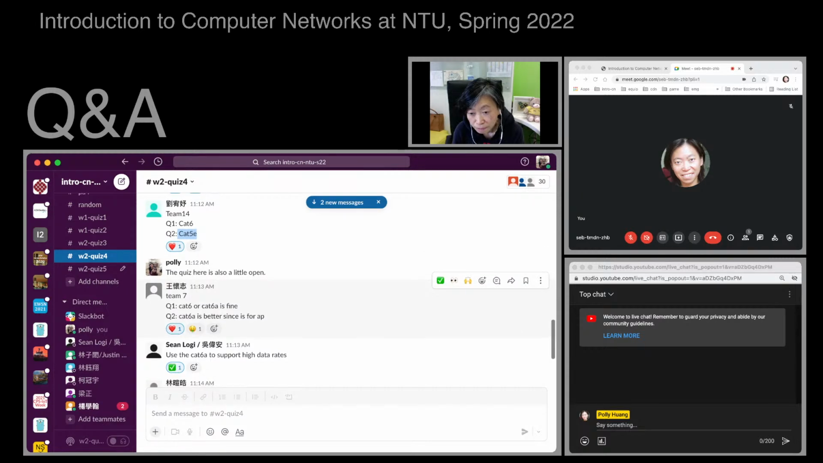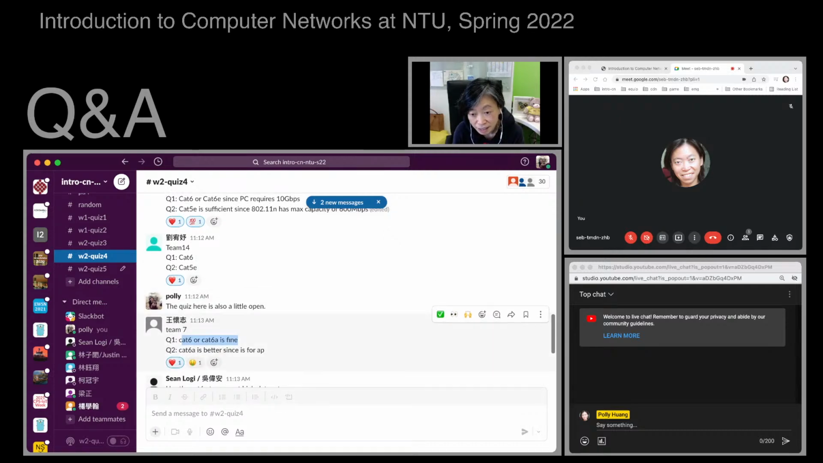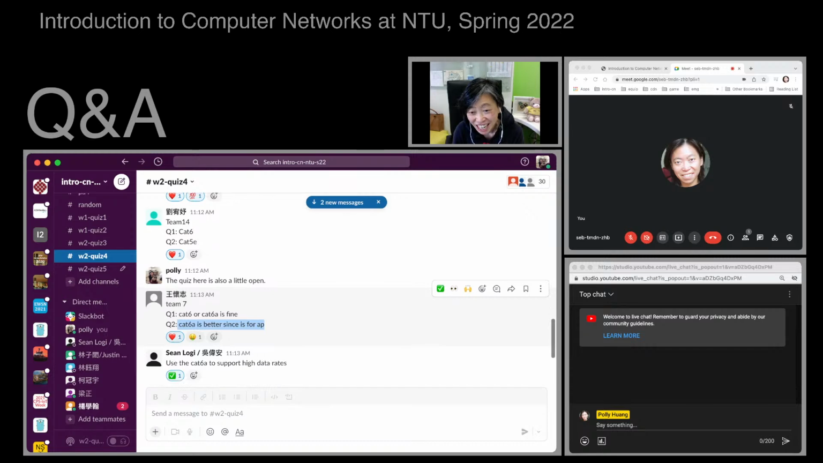Team 7, good. Similar to Team 12 there. Better since it's for AP. And to be safe, and depending on what kind of AP.